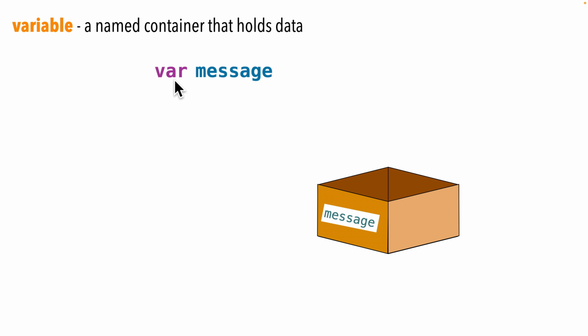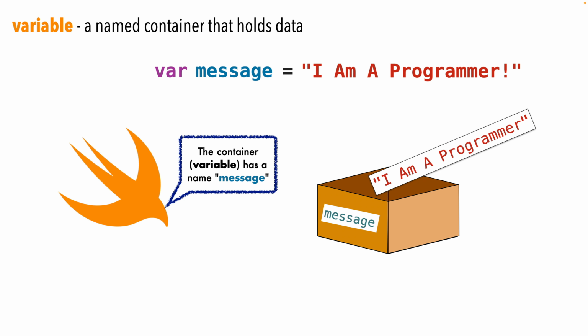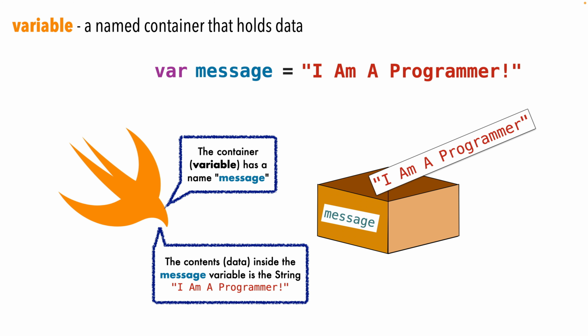But let's put some data inside this variable, inside the container, inside the box. Now to set the contents of a variable equal to something, we simply use the equal sign. Let's set this equal to the string "I am a programmer." Now what this entire statement does is we've declared or created a message variable, a box to hold data. That's what the var statement does, followed by the name of the variable, message. Then we use the equal sign to put stuff in the box. In this case, it's the string "I am a programmer."